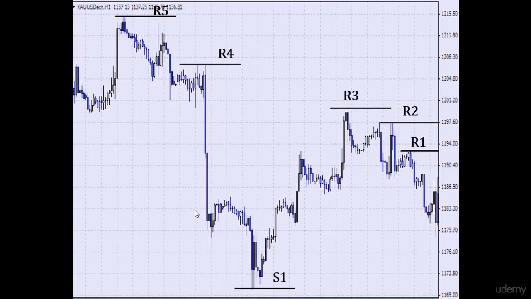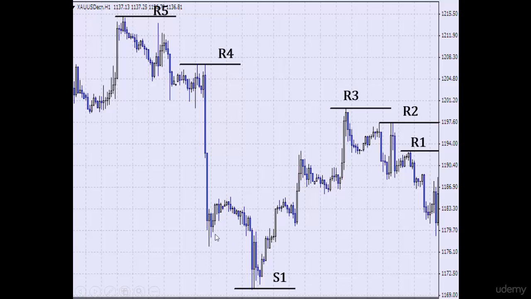Okay, now here are the support and resistance levels. We can see our first resistance level here, second resistance, third resistance, fourth resistance, and our fifth resistance. These are past resistance. Remember, past resistance, past resistance. Okay, now on this chart, we only have one support level, and it is this support level. Because all the other levels are past support levels.